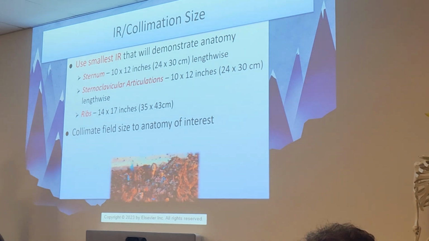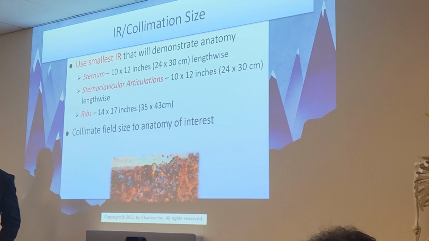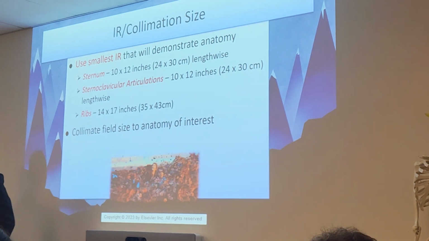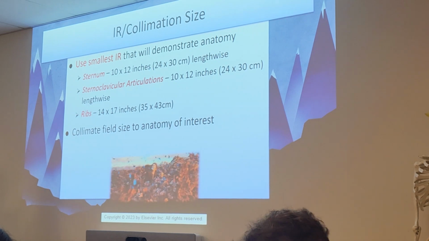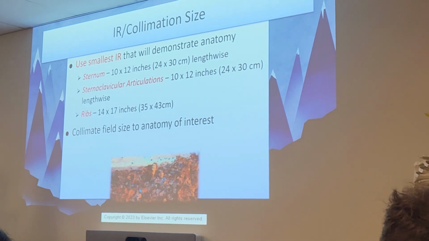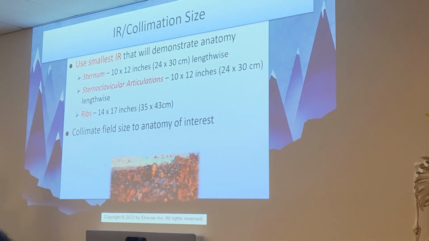For sternums, we're always going to use no larger than a 10 by 12 that needs to be lengthwise. Why does it need to be lengthwise? Because the sternum is long, correct. Always think about the part and its shape. Is it long or is it wide? If you're having trouble with that, crosswise versus lengthwise. SC joints, still going to be 10 by 12, also lengthwise.